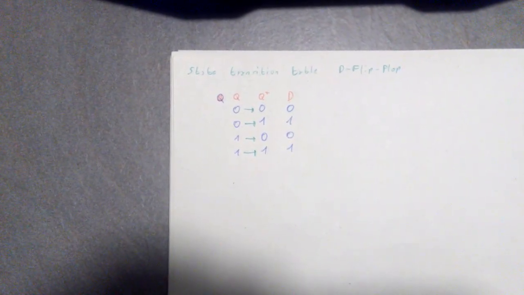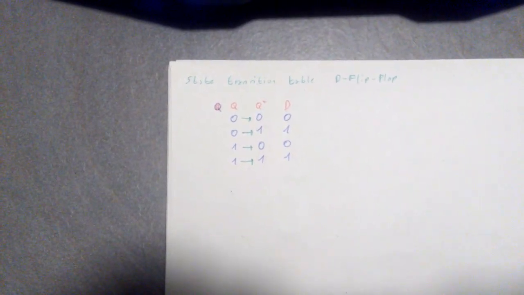And in the next example, I'm gonna talk about the state transition table for a JK flip-flop. So stay tuned.